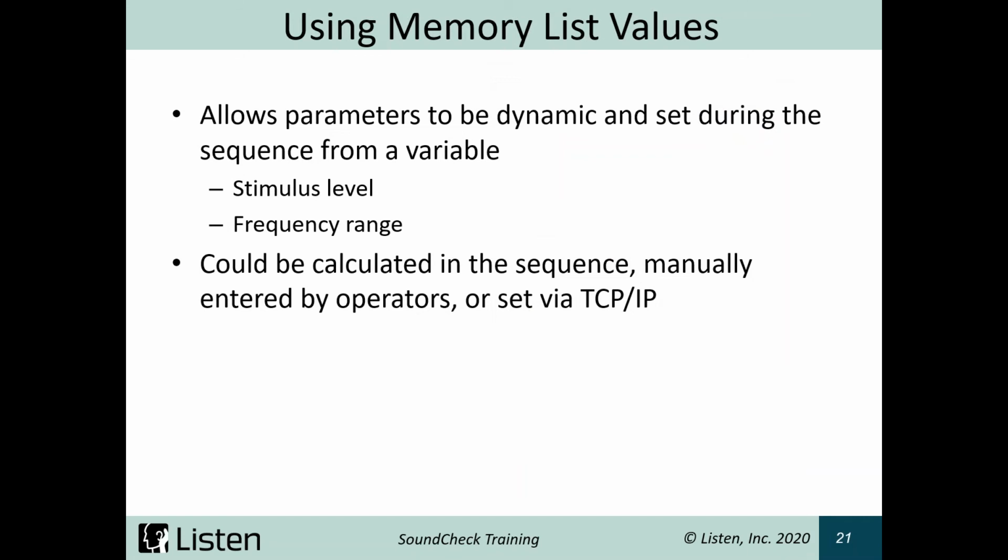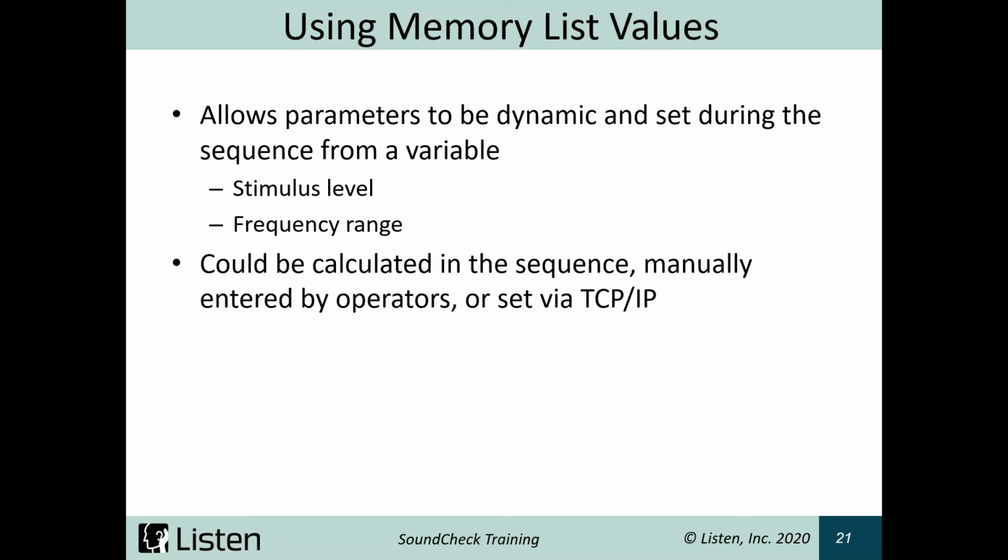For the stimulus level and frequency range in a stimulus step, instead of manually entering a number like 200 millivolts, you could instead use a memory list item. This allows the parameters to be dynamic and set in the sequence itself. One common example would be to calculate the sensitivity of something at the beginning of a sequence, then using that sensitivity, calculating out what level to play out. Maybe you're trying to find 1 watt through the device. So you calculate using a little bit of a recording at the beginning, find out what the actual level that should be played is, then put that number into the next stimulus for testing.